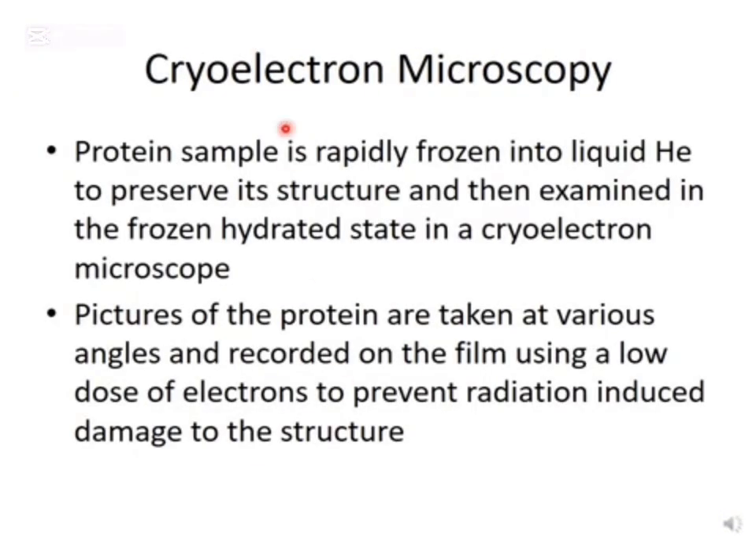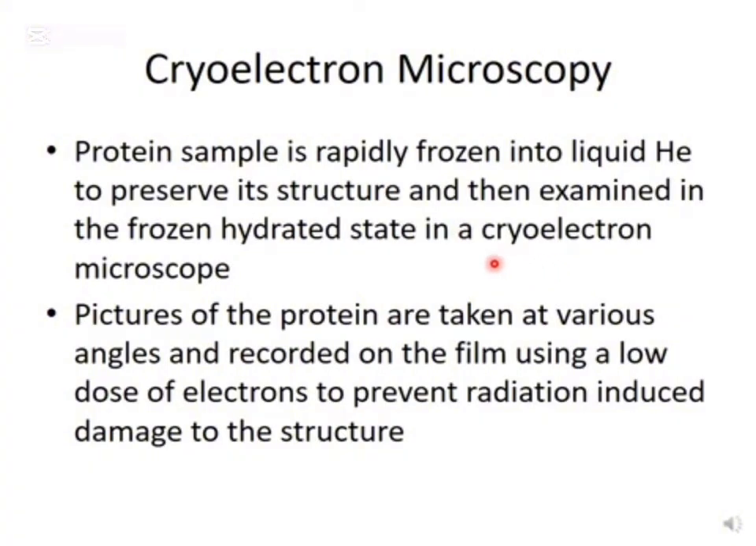The other technique that is used to decipher the 3D structure of a protein is cryo-electron microscopy. Cryo-electron microscopy depends on having a 3D structure of the protein. However, instead of crystallization, as what takes place in X-ray crystallography, what we're depending on here is rapidly freezing the protein in liquid helium. This rapid freezing preserves the structure of the protein. It preserves the 3D structure of the protein. Then it allows us to examine this frozen sample in what we call a cryo-electron microscope.